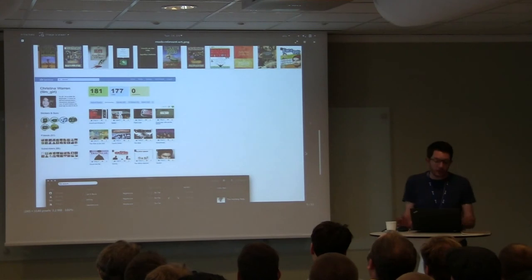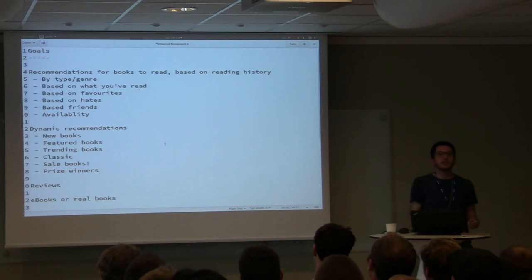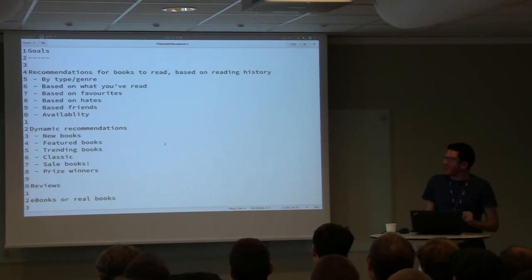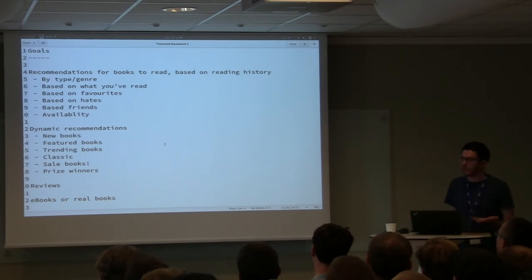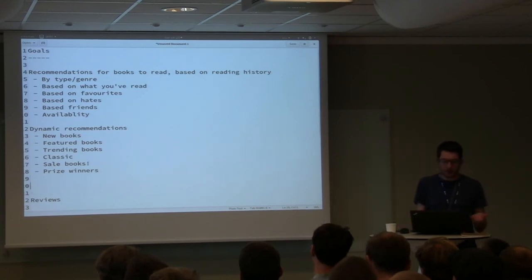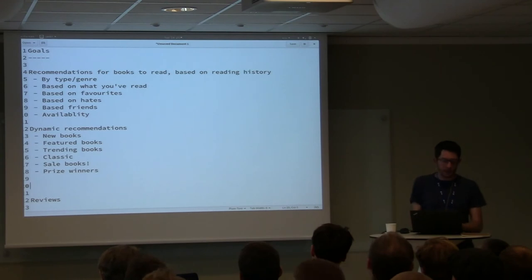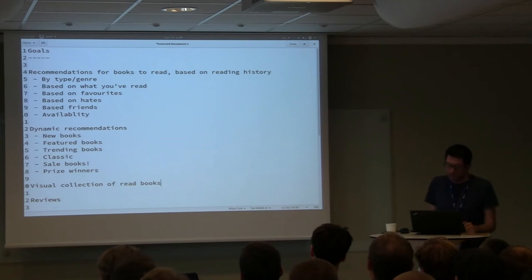Okay, so we've done a little bit of reading, so now it's time to go back to our goals. I've got 10 minutes. So at this point, what we do is we go back to our goals and we rethink them based on this evidence that we've already got. So to our goals, we could add a visual collection of red books, for example. That could be a nice goal to have.